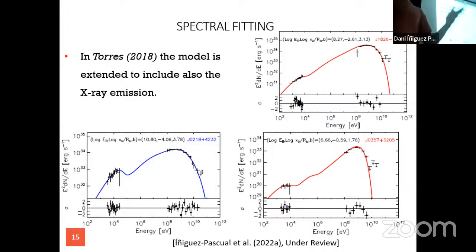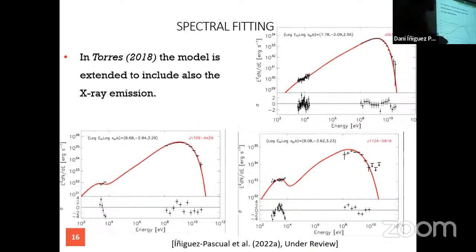And this is remarkable because few of the radiative models that exist are able to reproduce both bands at the same time and with a single radiation mechanism. However, not all the pulsars were well fitted. For some of them, the model was not able to reproduce exactly the data.